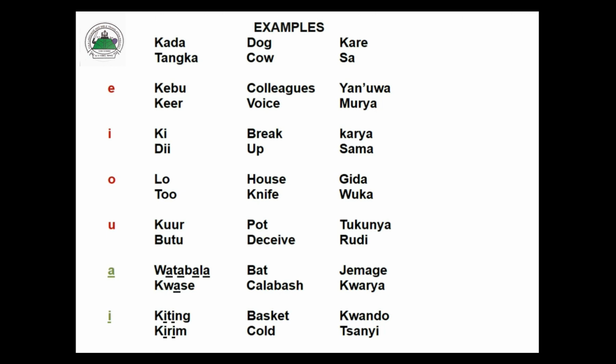Then the last example of our vowel is pronounced as in the word kutung. Kutung, which means basket in English, kwando in Hausa. And the last example on it is pronounced krum. It is pronounced krum, which means cold in English, tsanyi in Hausa. So with these examples, it will guide you in getting the right pronunciation of this vowel with even other examples.